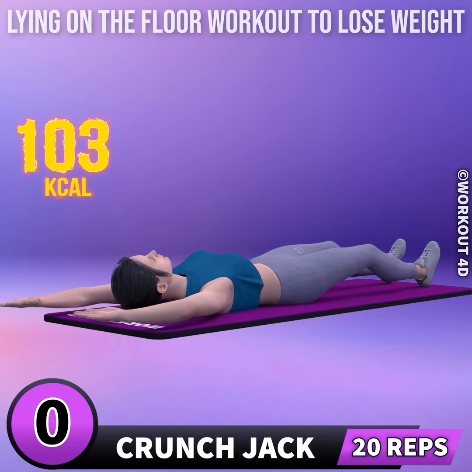Next exercise is crunch jack. In 3, 2, 1, go.